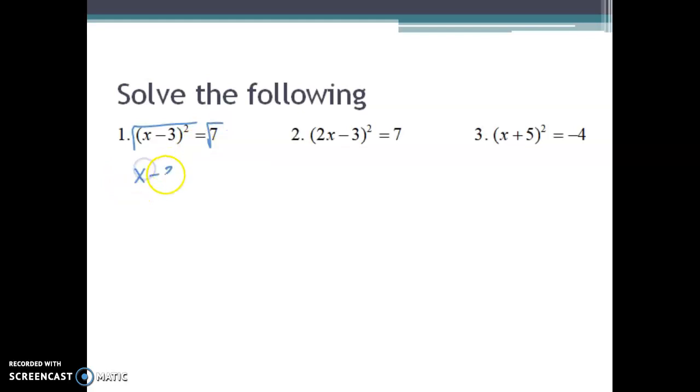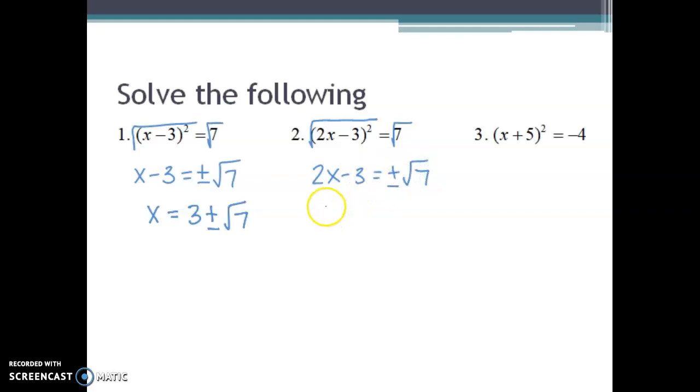So you're going to get x minus 3 equals plus or minus square root of 7. Then we'll just add our 3, and x will equal a positive 3 plus or minus the square root of 7. Same thing here when we have a quantity that's squared, we can square root both sides. So you get 2x minus 3 equals plus or minus the square root of 7 again. This time when we add our 3, we have 2x equals 3 plus or minus the square root of 7. And our last step here is we have to divide by 2. So you'll have 3 plus or minus the square root of 7, that entire quantity divided by 2.